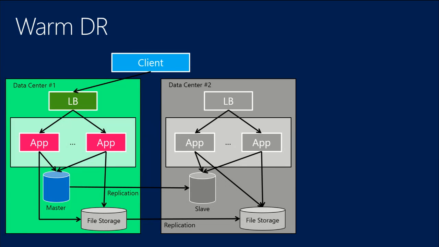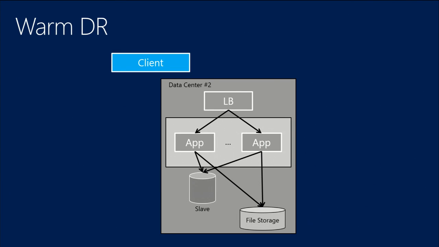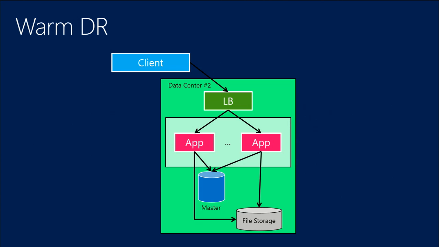So in a warm DR, I can say, for example, I want 5 minutes, that's my RPO, and 1 hour is my RTO. And so I would have this solution. What happens is, if that one fails, the other one would be promoted. It's already there. Everything is deployed. Perfect.